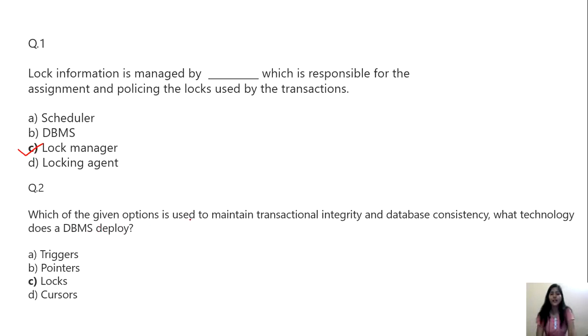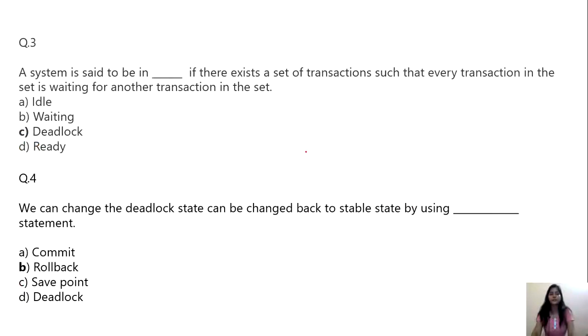Now they are asking for the technology used to maintain transactional integrity and consistency. You must know that concurrency is a facility provided in the database. Along with that, we have to maintain database consistency also, so that there is no corrupted data. For this, what do we use? We use locks for this purpose. So locks help the database to maintain transactional integrity and database consistency. I hope you got this question correct also.